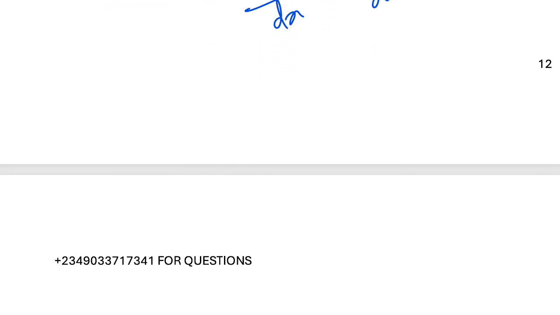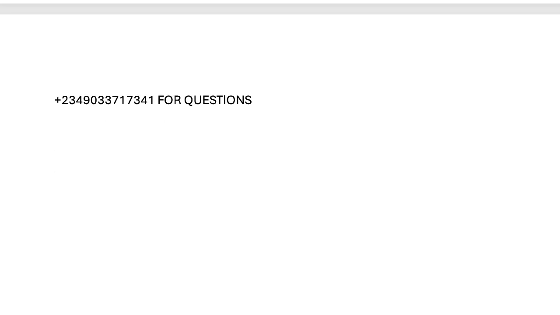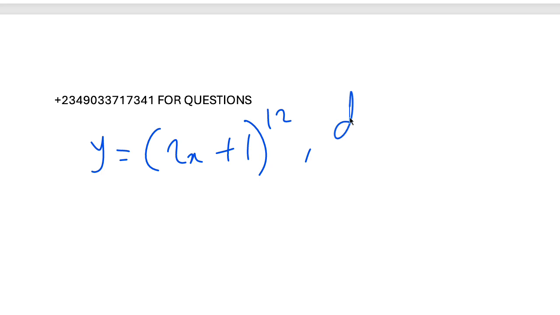So let's see how we could apply that to solve questions. Let's say you're given this in an exam. If the lecturer gives you 2x plus 1 to the power of 12 and asks you to find dy dx, it would be highly impossible for you to start expanding this to get dy dx. So they actually want you to use the chain rule. There's a function inside, which is 2x plus 1. That's the first function. And then the second function is raising 2x plus 1 to the power of 12. Those are two functions, right?